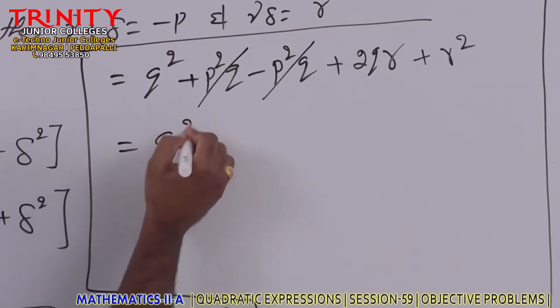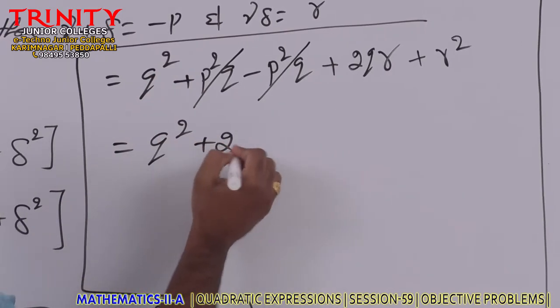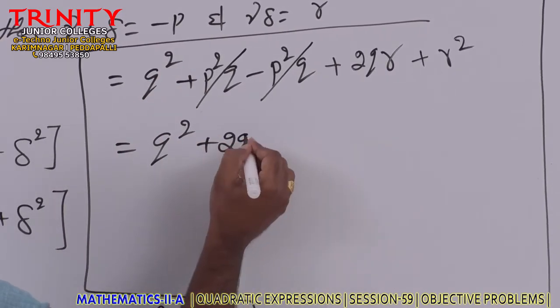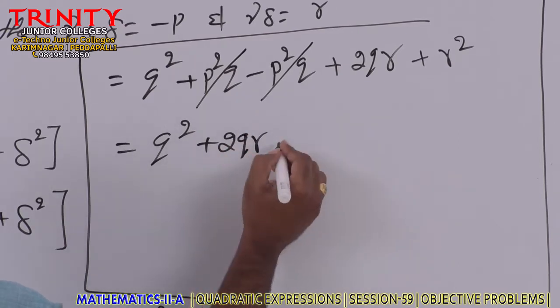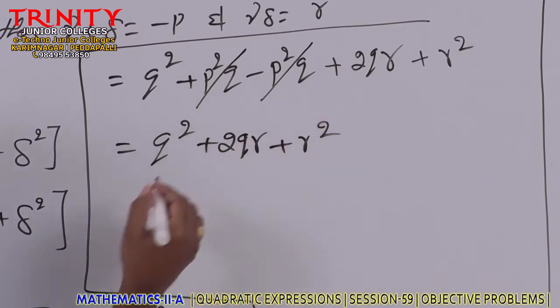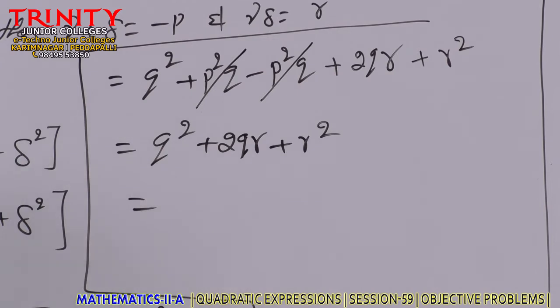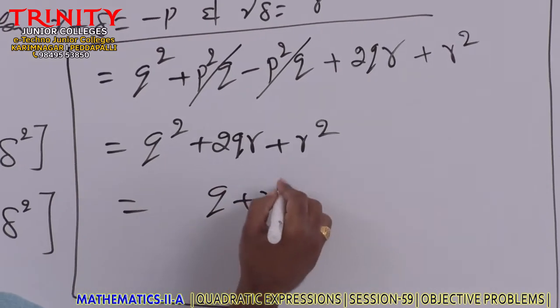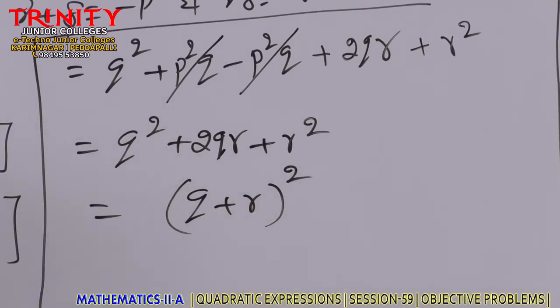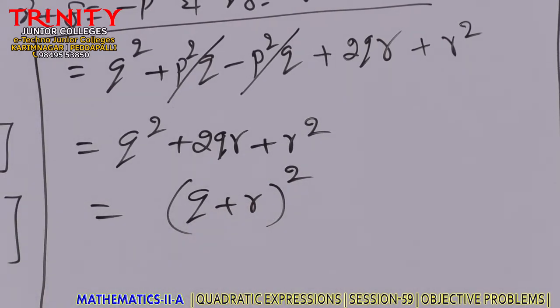Then finally we got q square plus 2qr plus r square. Therefore, this is the value of q plus r whole square. This is the value of q plus r whole square. Then we will go for another problem.